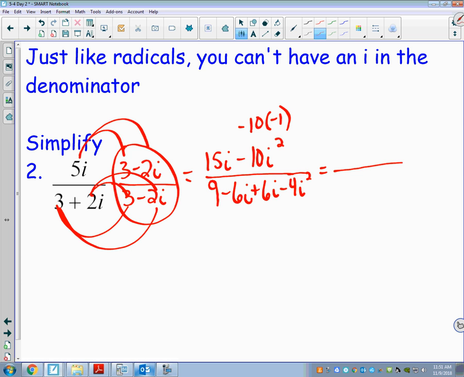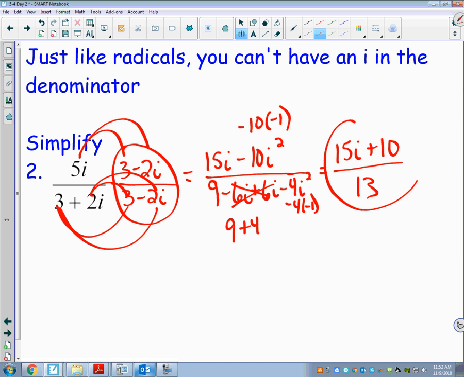So the last step here is just to simplify. Well, this is negative 10 times negative 1. So that's 15i plus 10. And on the bottom here, just like we just did, this becomes plus 4, because negative 4 times negative 1. So we get 15i plus 10 over 13, and I'm fine with this answer.